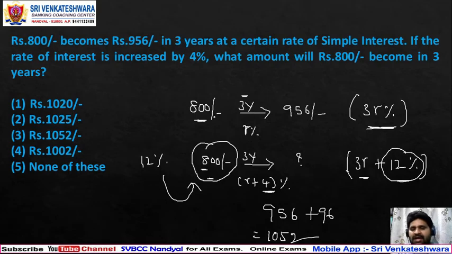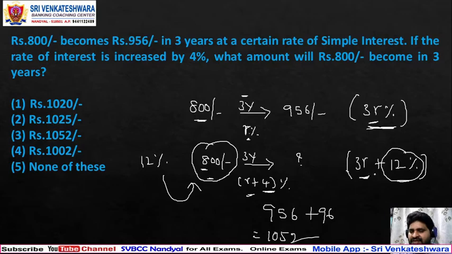I'll repeat. So here 800 is becoming 956 in 3 years. Now the same 800, how much will it become in the same 3 years if the rate of interest is increased by 4%? Simply, that is the question. Look, the rate of interest is only increasing, and the principal amount and time period are the same. If you pay at a rate of r, here we'll pay at a rate of r plus 4. For the 3 years we'll get 3r.